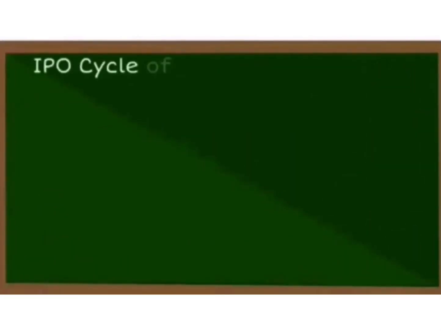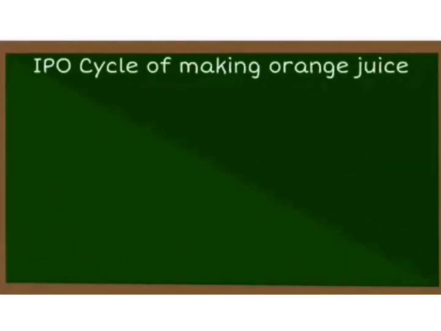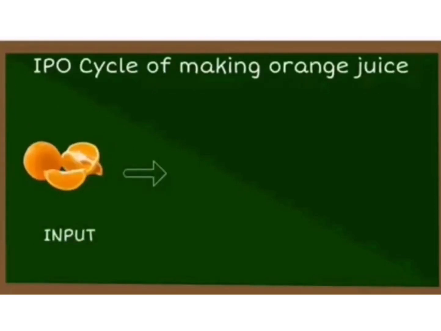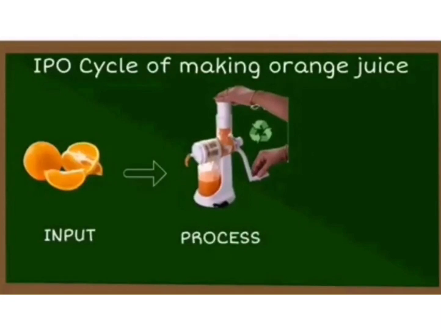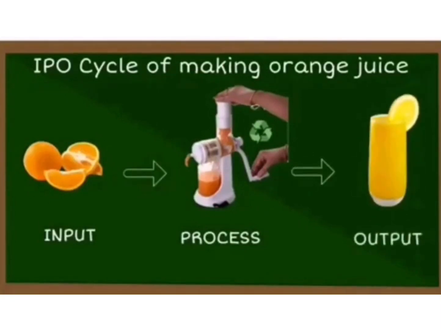To understand the IPO cycle, let's see some real life examples that we can look around us. We are taking an orange as input. Then put it into the mixer grinder. And we will get a glass of orange juice as an output.